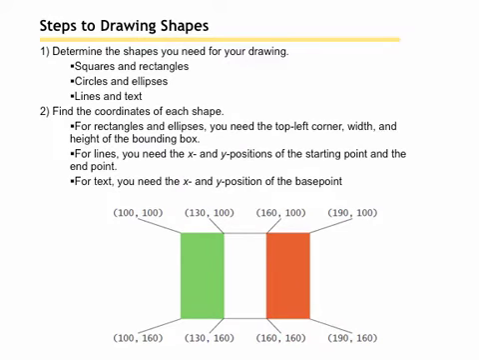So, steps to drawing shapes. You have to determine the shapes that are needed for your drawing: what squares and rectangles, what circles and ellipses, what lines and text. It's not as easy as outputting text, which is pretty straightforward. When you are drawing shapes, you really have to deconstruct it and think about all the component parts that make up that shape. For example, if we want to draw this flag, you've got 3 different rectangles that need to be drawn, each with their own x, y upper left-hand corners and their own width and their own height.